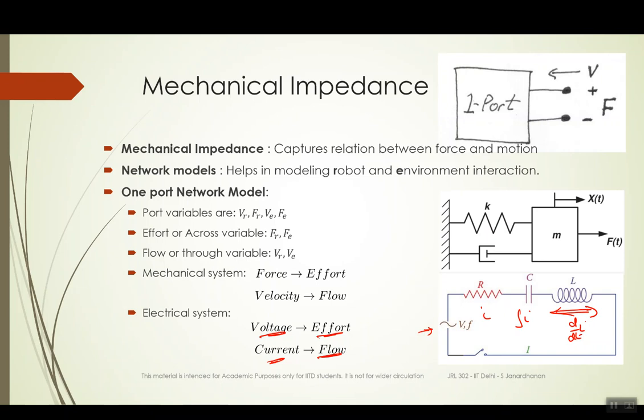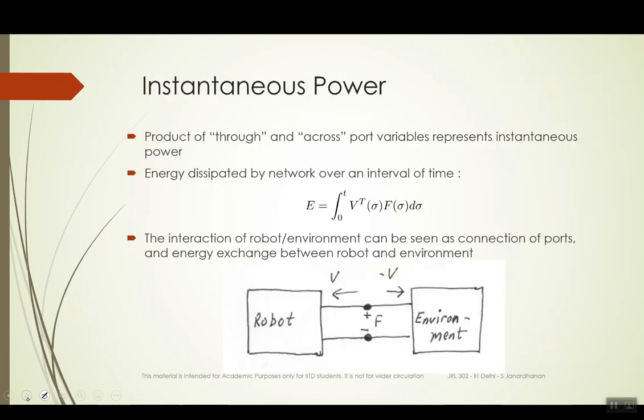Okay, so you have something very similar happening in these two cases, and so you can use the concept of the electrical counterparts to work out what happens in the mechanical system and vice versa. In the electrical counterpart, you have the concept of one port networks, and you can use one port networks to analyze the interaction between the environment and the robot.